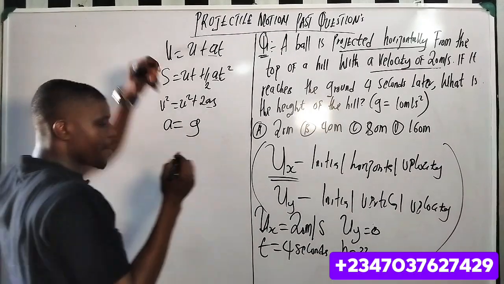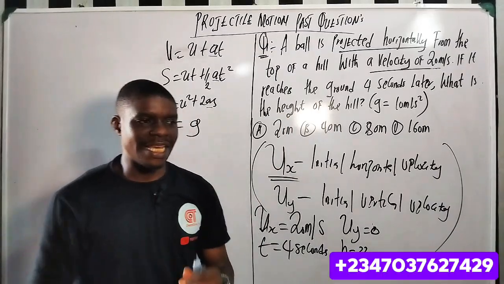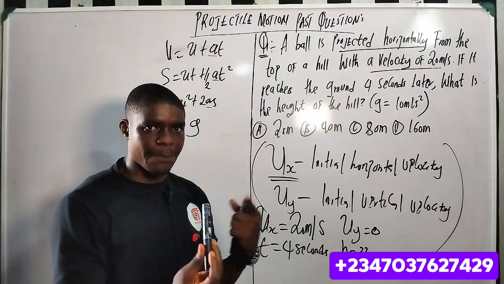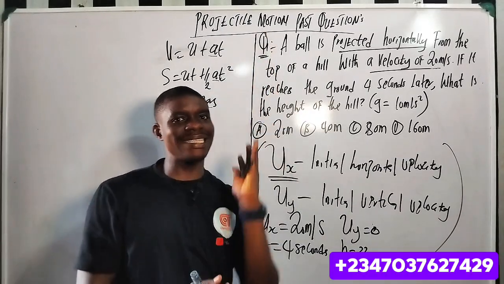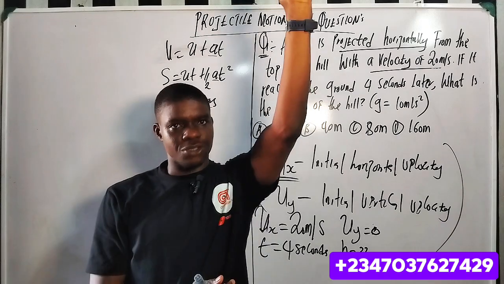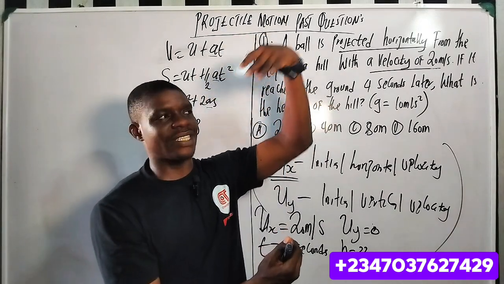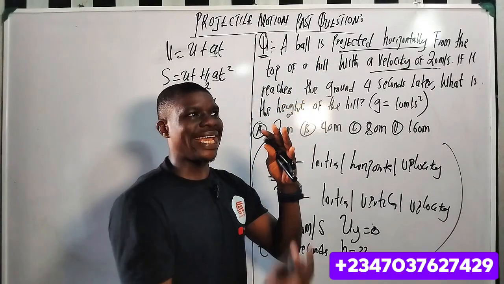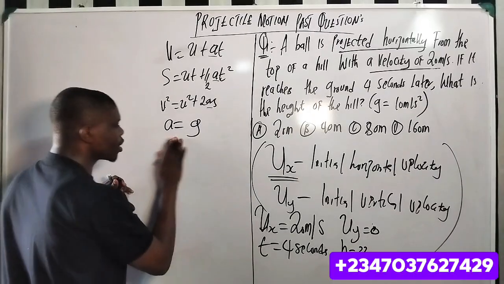So now remember, an object can either move against gravity or towards gravity. If you throw an object up, it is acting against the force of gravity. Do you understand? So when you throw an object up, remember, gravity is acting downward. But if you throw an object up, it's opposing gravity.